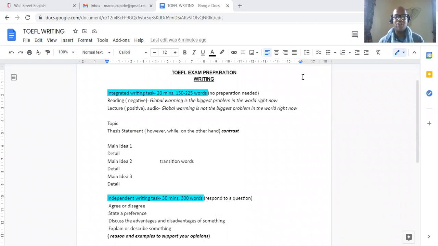So the writing section of the TOEFL exam consists of two parts. We have an integrated writing task as well as an independent writing task. The integrated writing task is where you will be writing for at least 20 minutes with 150 to 225 words. There is no preparation needed for this first section because the topic will be provided for you. Most of the topics are mostly based on academics.